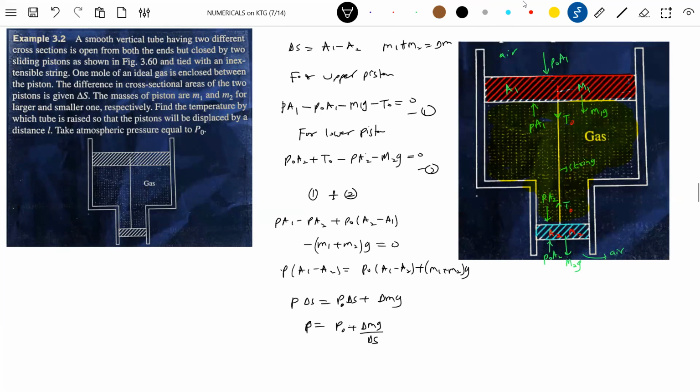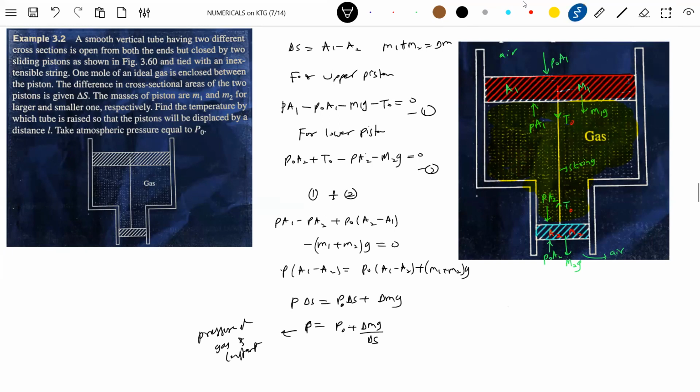Look at the pressure of gas. Is it a constant or variable? P0 will not change, delta M will not change, G will not change, delta S will not change. So pressure of gas will be constant. Okay, now after this, what is it telling? Find the temperature by which the tube is raised so that the pistons will be displaced by a distance L. So now I'll supply heat. Pressure of gas is constant. So all the heat supplied will be converted into rise in temperature. Now in what direction will the pistons move? Will it move up or down? Because I supply heat, pressure constant.